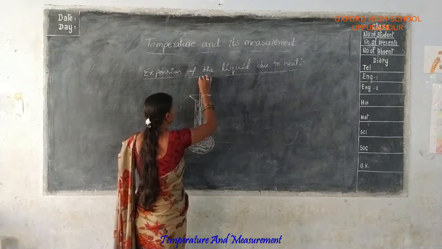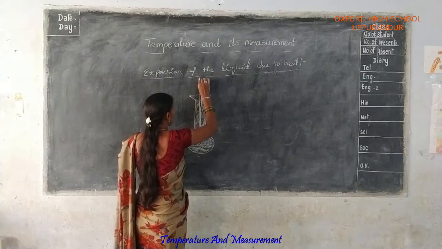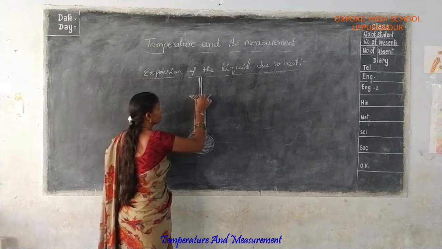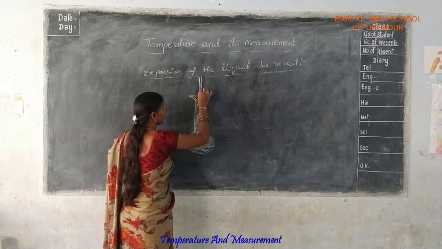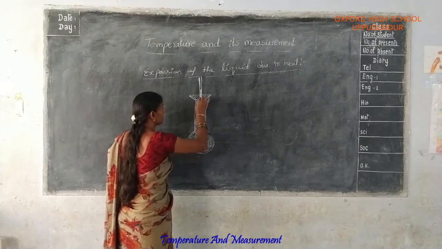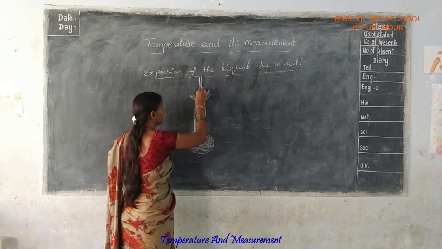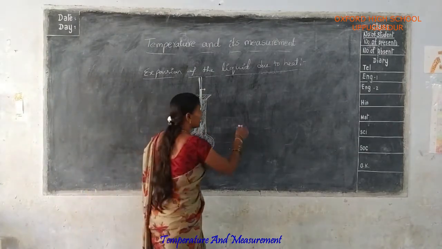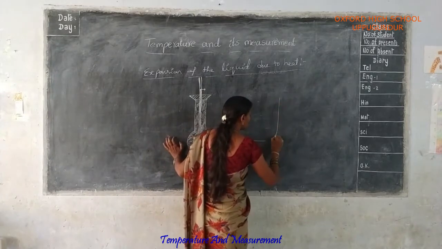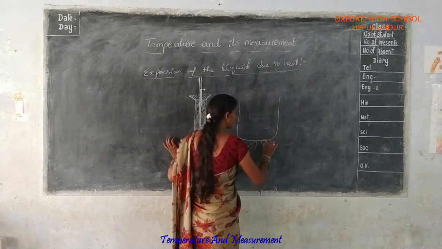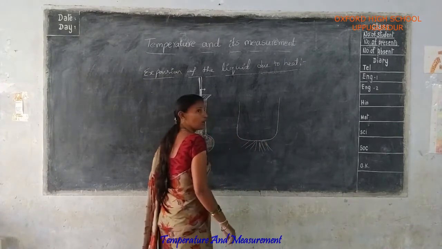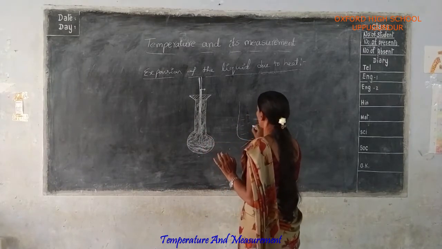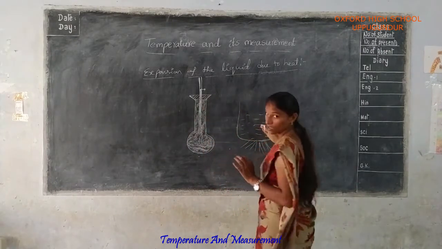Okay, so automatically that colored water moves into the tube. Yes or no? So you identify that level. First, you identify it with a marker. Okay, and next, this flask is kept in warm water. So warm water means some heat energy is given. Yes or no? So this is the warm water, and this flask is kept in the warm water.